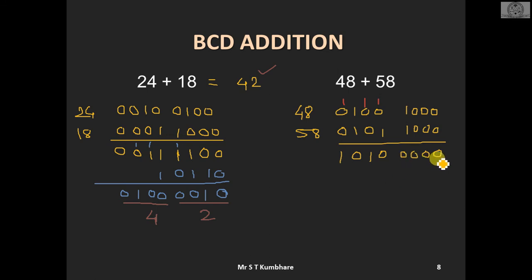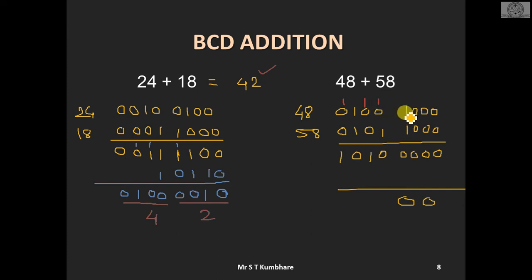After doing this, you have to see whether this is valid BCD or not. Now 0000 is a valid BCD for 0. But 1010 is not a valid BCD. So in this case, what you have to do? Okay, sorry, 1 minute. There is a correction. Since this is an invalid BCD code, since carry is generated from it, you have to add.